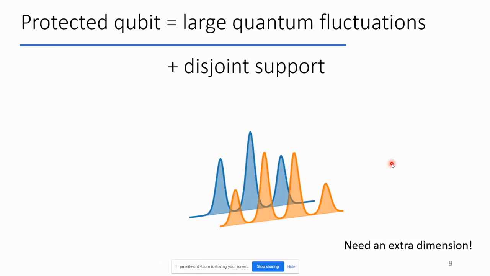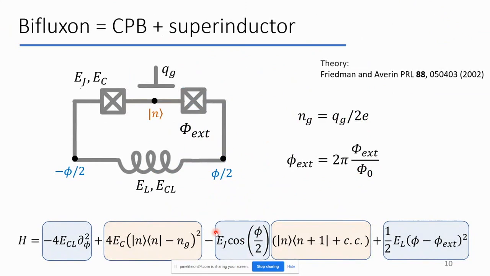And in our work, we'll use flux and parity as such an extra dimension. So the circuit of the bifluxon is essentially fluxonium, where the single weak Josephson junction is replaced by a pair, forming a so-called Cooper pair box or charge-sensitive island, which is shunted by a large inductance, also called superinductance. This circuit has two tuning knobs, which are gate-induced charge on the island and the external magnetic flux in the loop.